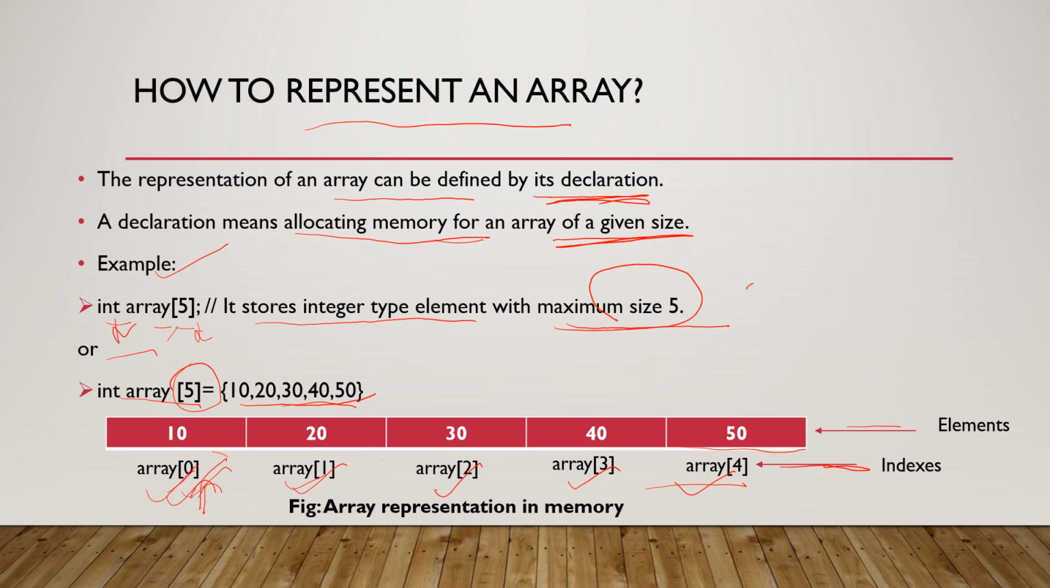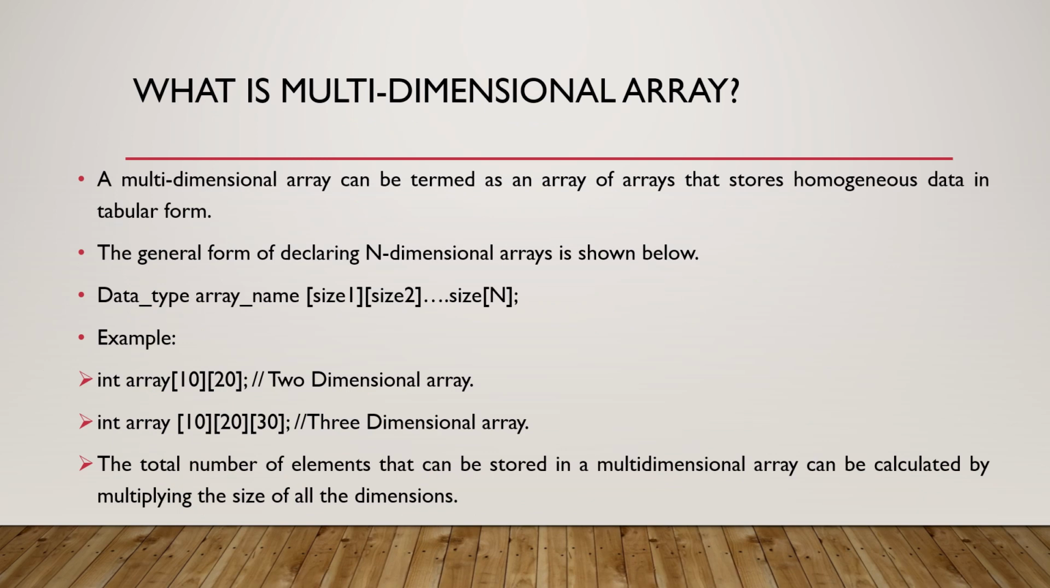So this is an example of a linear array. An array is divided into two types. One is a linear array, another is a multidimensional array. So this is an example of a linear array we have discussed now. Next topic is what is multidimensional array?